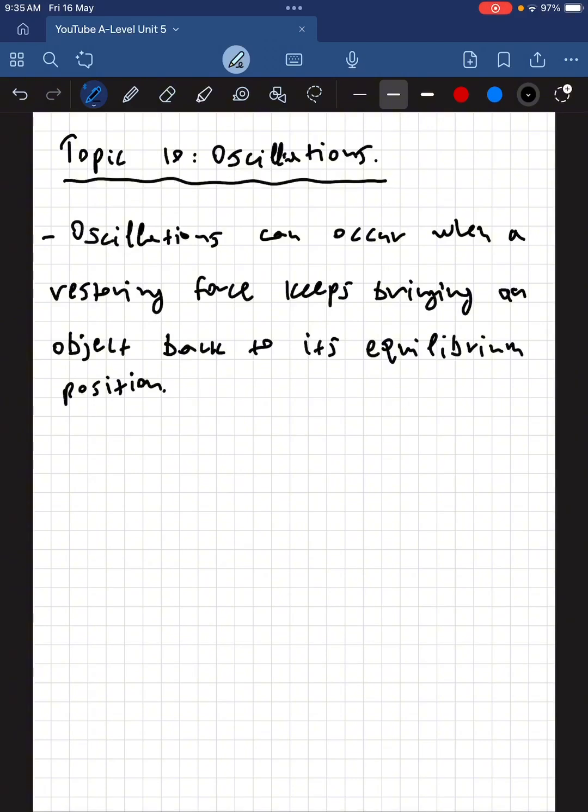Okay, so it's easier to see this through two examples, which happen to be the examples that you need to understand for the A-level test. So the first example is the spring.